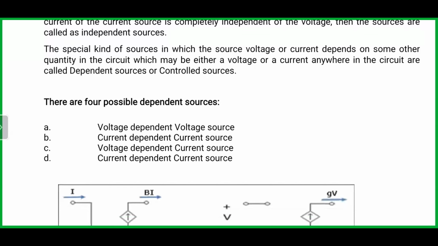There are four possible dependent sources. Voltage dependent voltage source, current dependent current source, voltage dependent current source, and current dependent voltage source. We'll dive deeper.